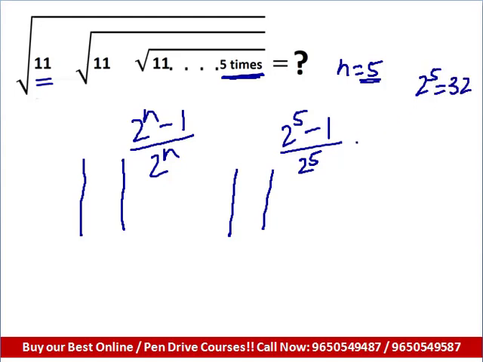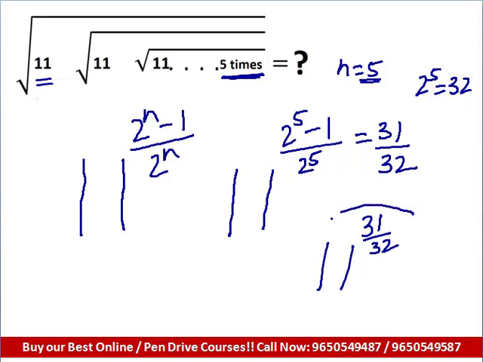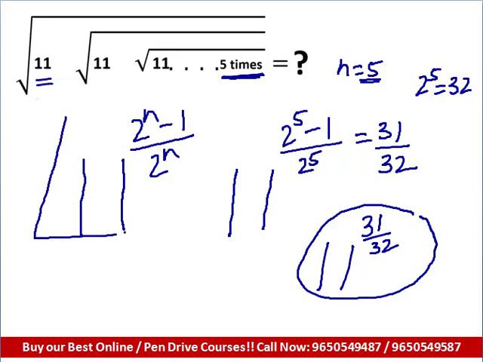So the numerator of this power will become 31. 32 minus 1, 31, and the denominator will be 32. So the final answer turns out to be 11 raised to power 31 by 32. That is the answer, as you can see. And please memorize this result. Please memorize this shortcut. If you have been given such an expression, then it has to be the number raised to power 2 raised to power n minus 1 divided by 2 raised to power n, the general shortcut.